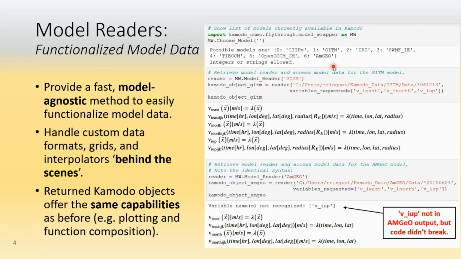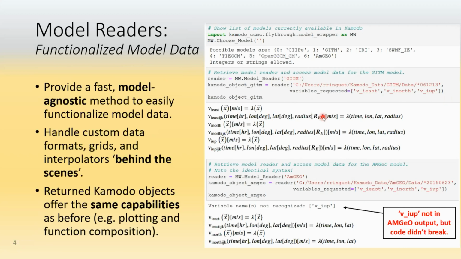All right, so the syntax is quite simple. You figure out what model string you want based on what's already available in the Komodo library. Retrieve that reader with this syntax, and then execute the reader by just telling it where the data is and what variables you want. And the variable list is optional, just like it's optional with HAPI. So we're developing this with HAPI in mind as a future goal. Okay, and with these two simple commands, the model data is functionalized just as it was on the last slide.